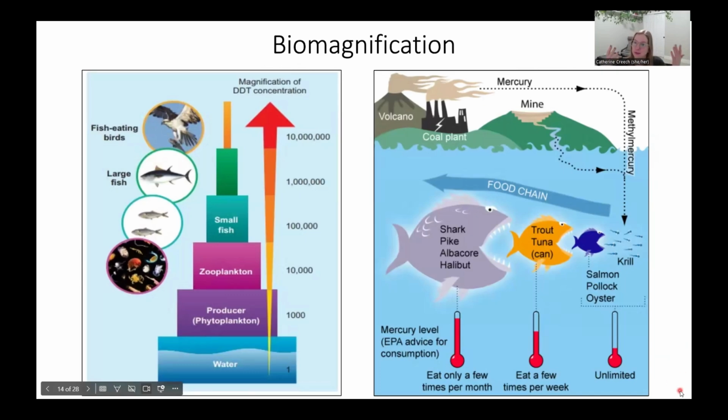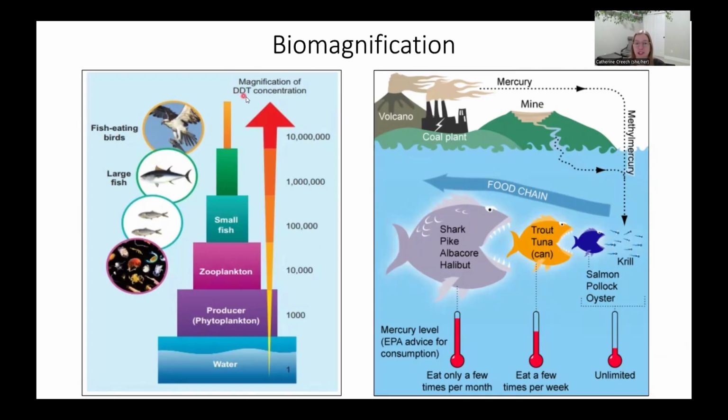Now, when we're thinking about these pyramids and flows of nutrients and energy, we also have to think about another concept called biomagnification. So we know magnification is taking something and making it bigger, and adding the prefix bio implies that it's happening inside of living things. I've got two examples for you.